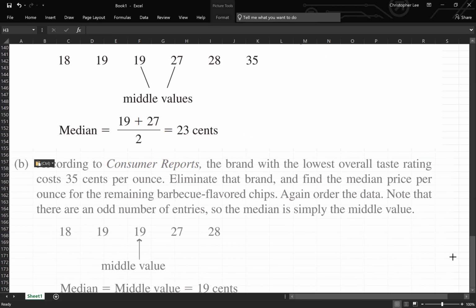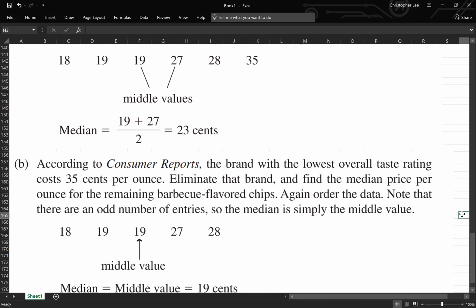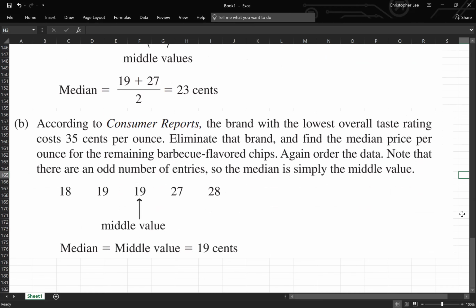According to Consumer Reports, the brand with the lowest overall taste rating costs 35 cents per ounce. Eliminate that brand and find the median price per ounce for the remaining barbecue chips. Again, order the data. Note that there are an odd number of entries, so the median is simply the middle value. So I have 18, 19, 19, 27, 28. The middle number there is 19. That's it.